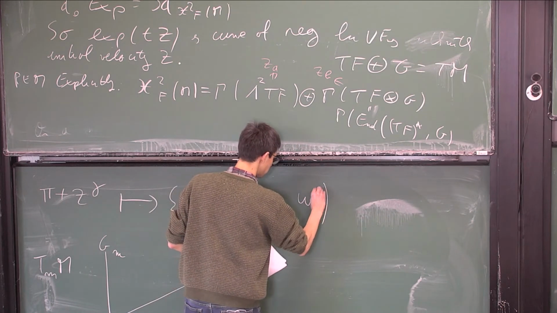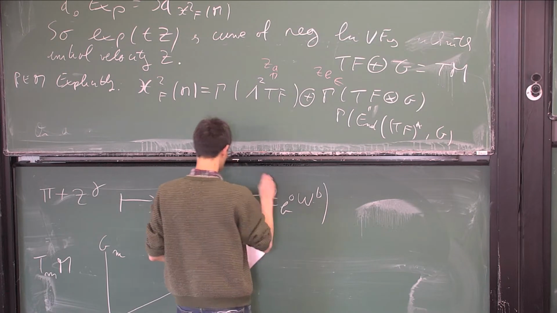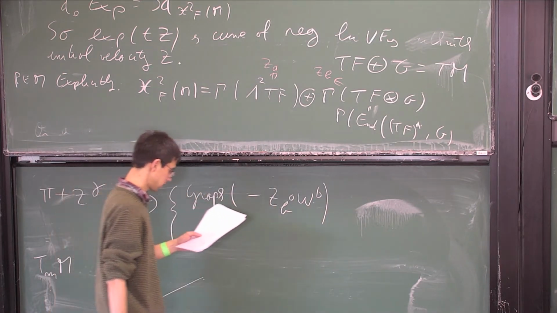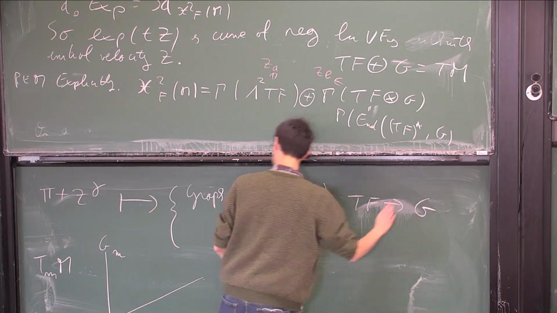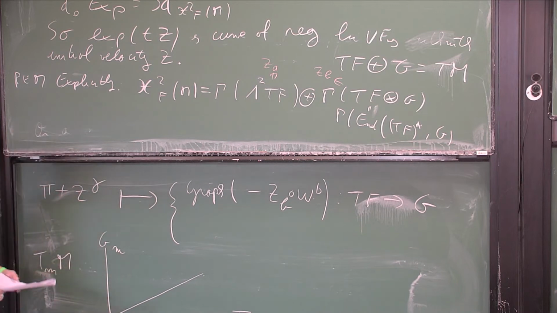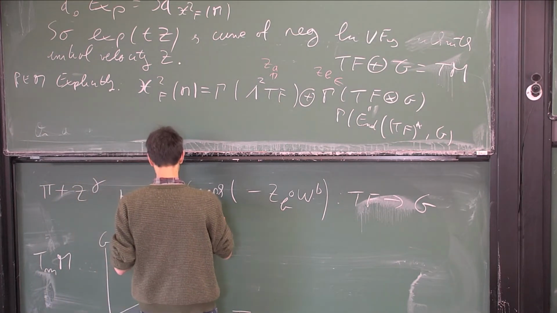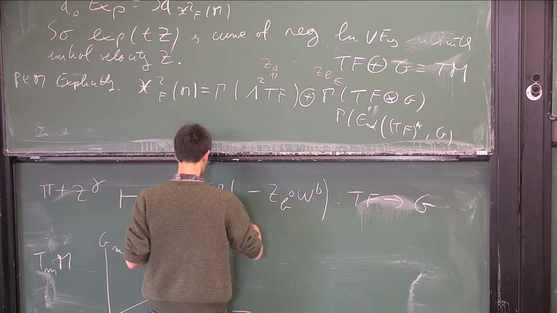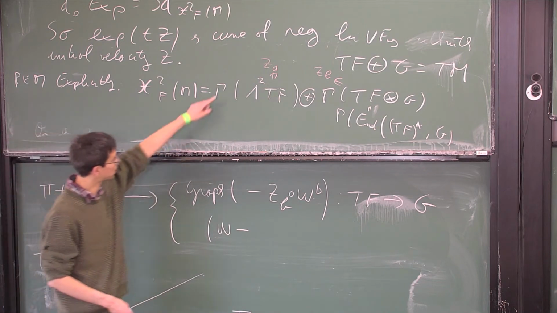So this is the leafwise symplectic structure, then I compose it with CB, there is a stupid minus sign, and this is a map from TF to G, and the graph is like the new distribution. And what is the leafwise symplectic form here? Sorry, the leafwise two form here.